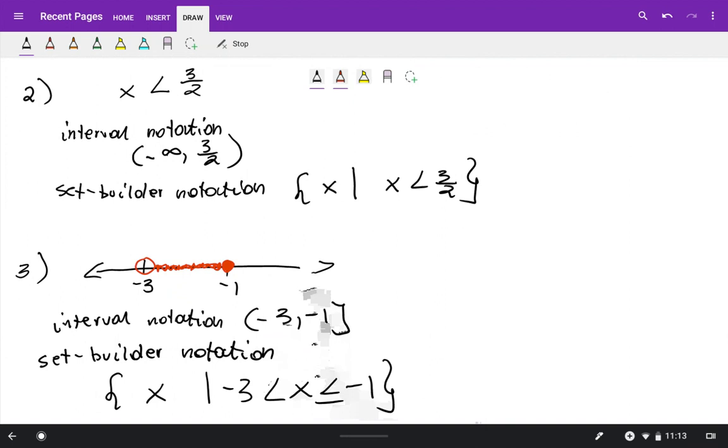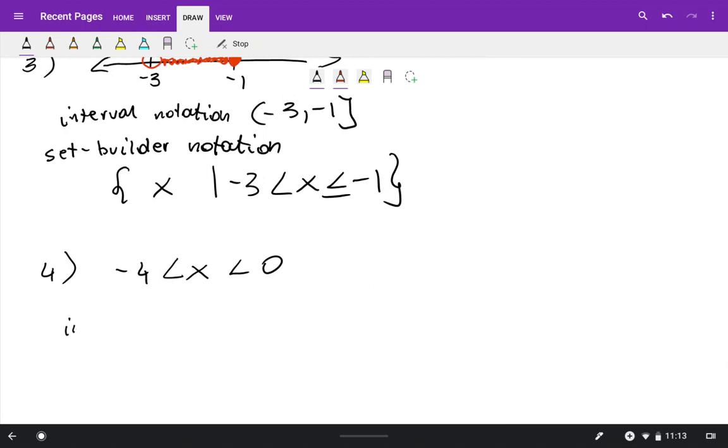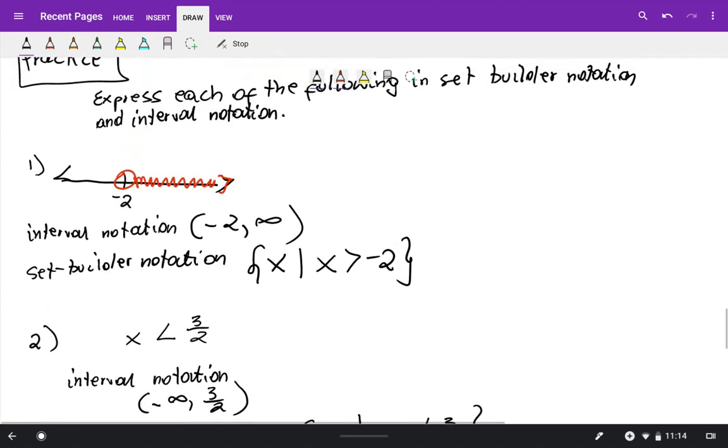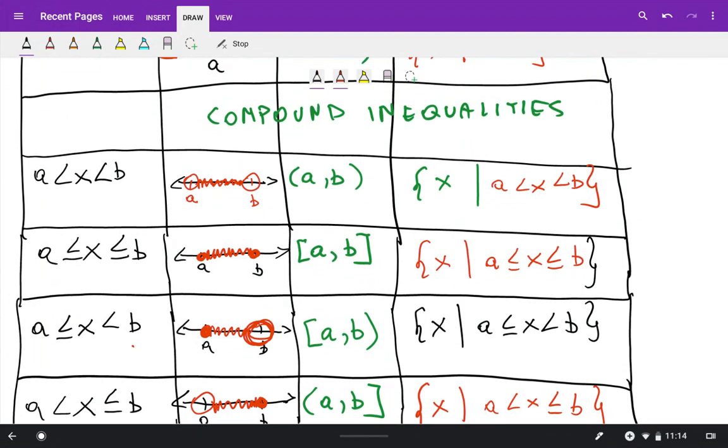Maybe one more, and I think we're good to go. So I will give you one more. You have the compound inequality x is greater than -4, less than 0. So we need to write the interval notation. So that will be parenthesis -4 comma 0 because we're not including those numbers. This is this one right here, the first compound inequality which I gave you guys.